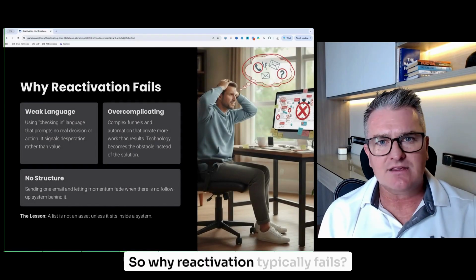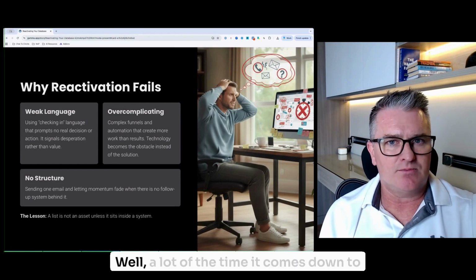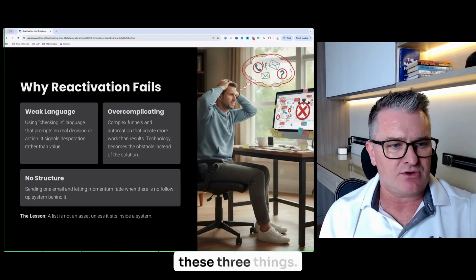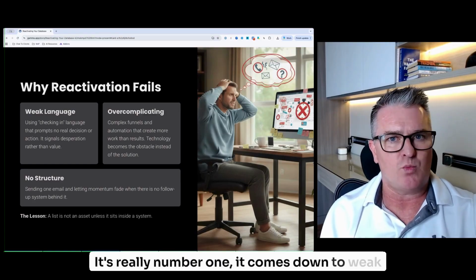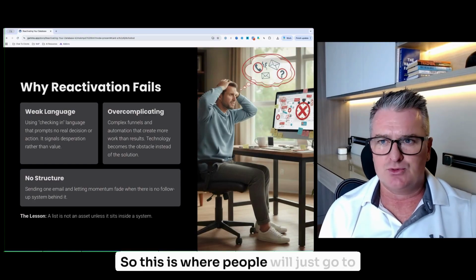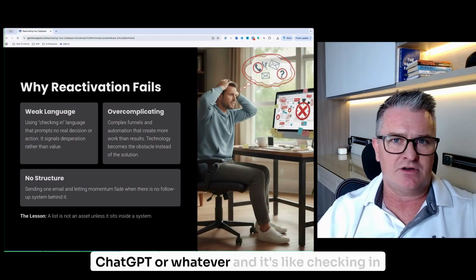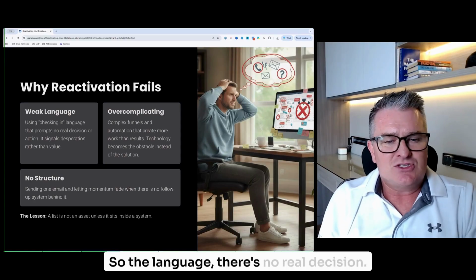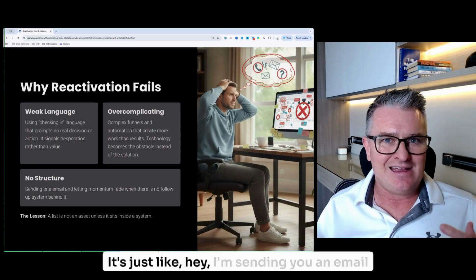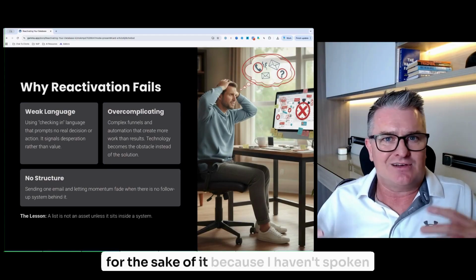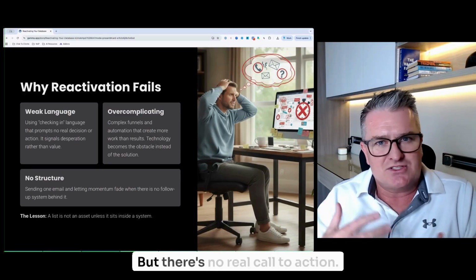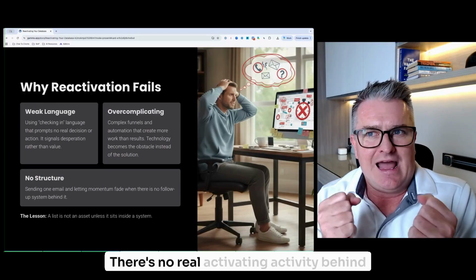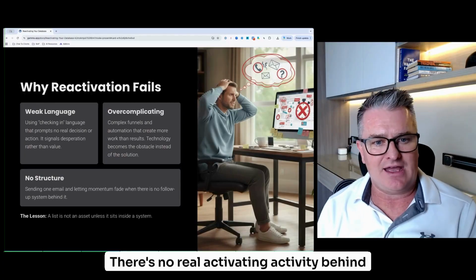So why does reactivation typically fail? Well, a lot of the time it comes down to these three things. Number one, it comes down to weak language. This is where people will just go to ChatGPT or whatever, and it's a checking-in email. There's no real decision. It's just, hey, I'm sending you an email for the sake of it because I haven't spoken to you in a while. But there's no real call to action, and no real activating activity behind that.